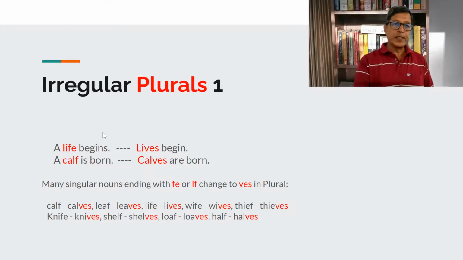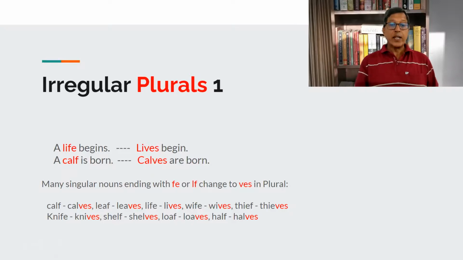One of them is this. Take the examples, have a look at the examples. A life begins, that becomes lives begin. FE is replaced with VES. A calf is born, that becomes calves are born. So LF becomes LVES. So this is a different rule. Here we are not doing it with S. This is how we change to irregular plural, and this is one way.